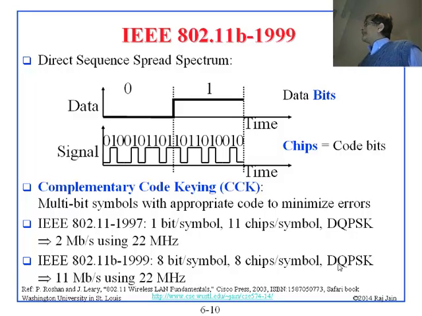Okay? And so in 11, standard 11, they were just having 1 bit per symbol and 11 chips per symbol, and using DQPSK, they got 2 megabits using 22 megahertz. So they didn't use 20 megahertz like we said before, they used 22 megahertz.